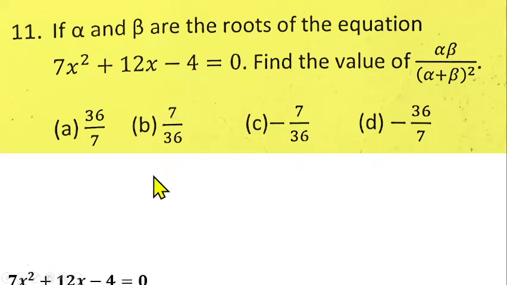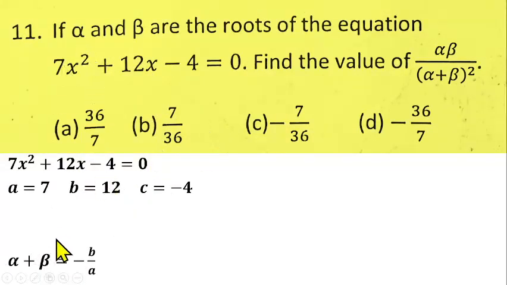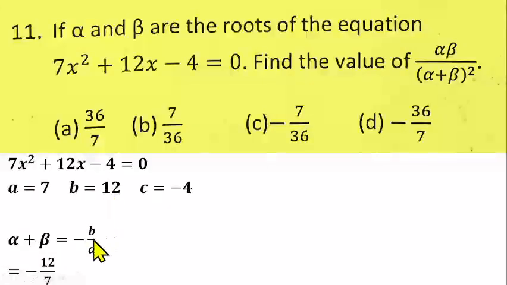So we are given this quadratic equation. From there we know our a is 7, our b is 12, and our c is minus 4. So from there we can get the sum of the roots of the quadratic equation, which is alpha plus beta. So alpha plus beta will be minus b over a. In this case, our b is 12 and our a is 7, so minus 12 over 7 is the sum of the roots.